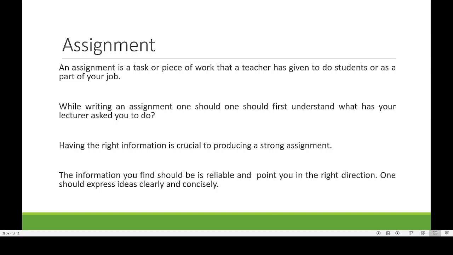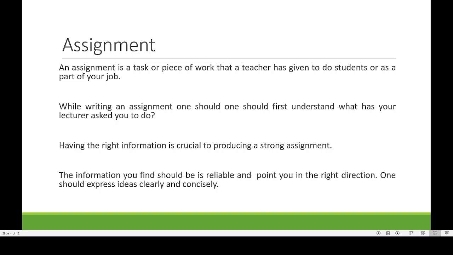If you copy something, correctly give the reference or citation from where you have taken it. Information you find should be reliable and point you in the right direction. So that is another aspect, because whatever information you are presenting in your assignment should be reliable. That is, it should not be fake. Reliable means that the information is supported by evidence. That is the meaning of the word reliable, trustworthy, something that can be depended on. It is not a guess or something.